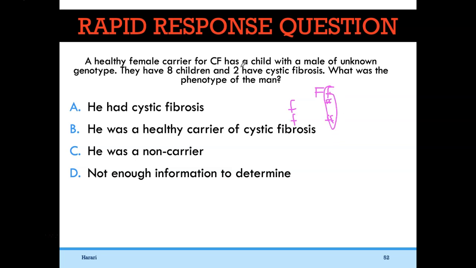But in this case, only 2 out of 8, only 1/4 has cystic fibrosis. Therefore, it would make sense if the male were a carrier as well. So if the male were a carrier and the female were a carrier, you would see a Punnett square, big F, big F, little f. And you would see that only 25% would be little f, and would have cystic fibrosis. So the phenotype of the man must be, he was a healthy carrier of cystic fibrosis. It must be B.